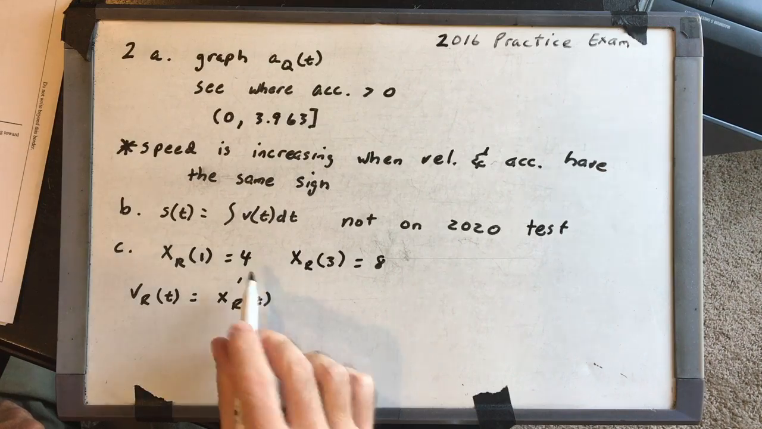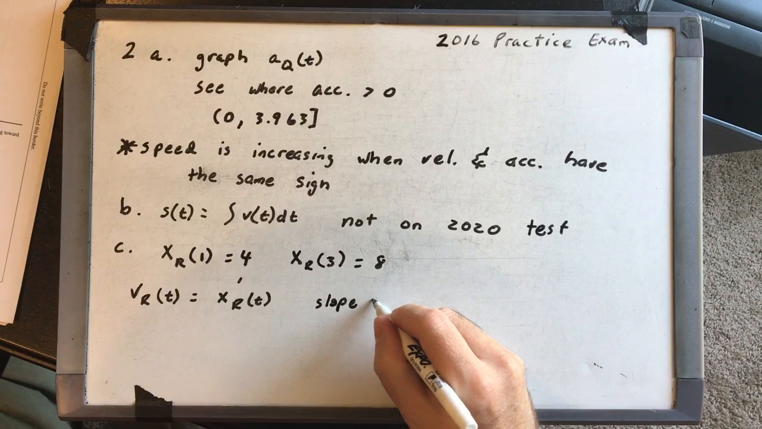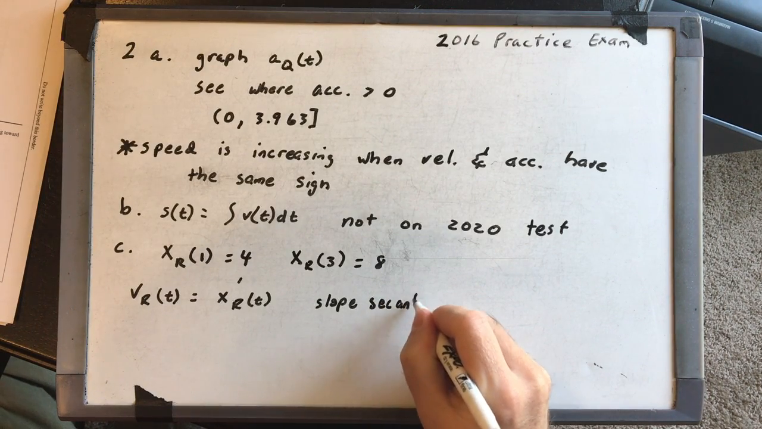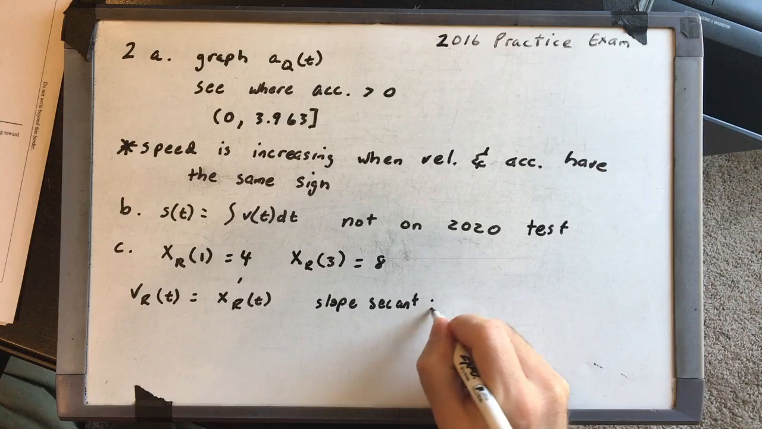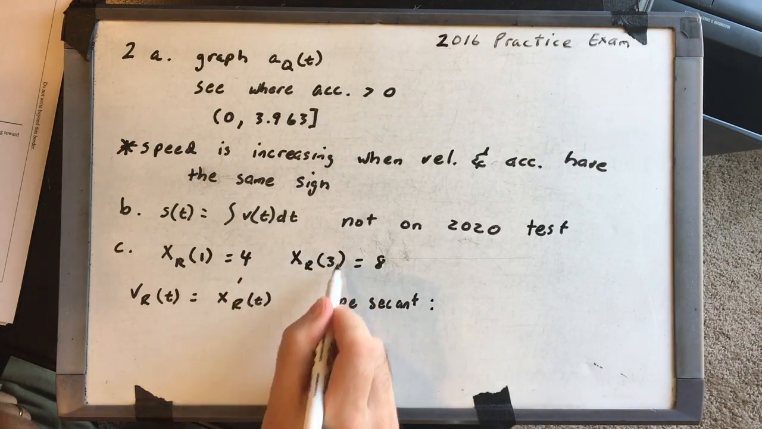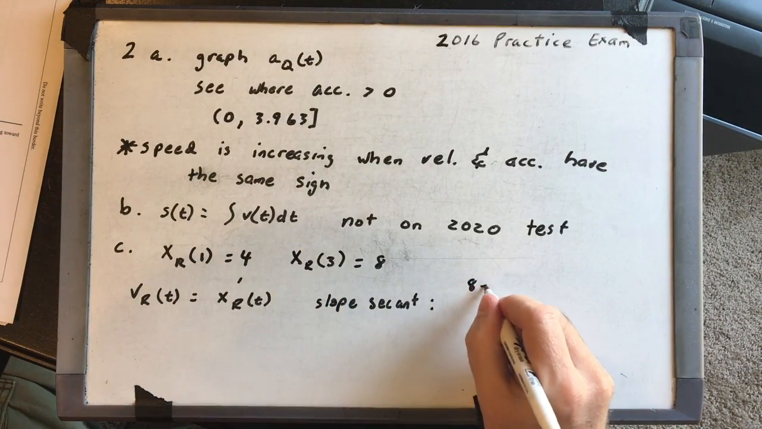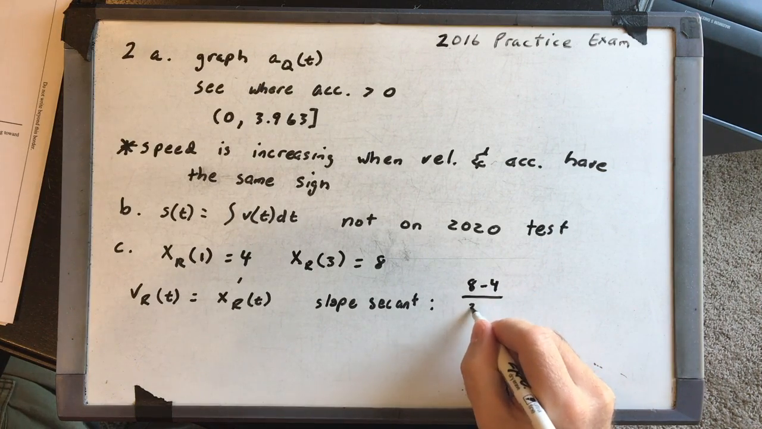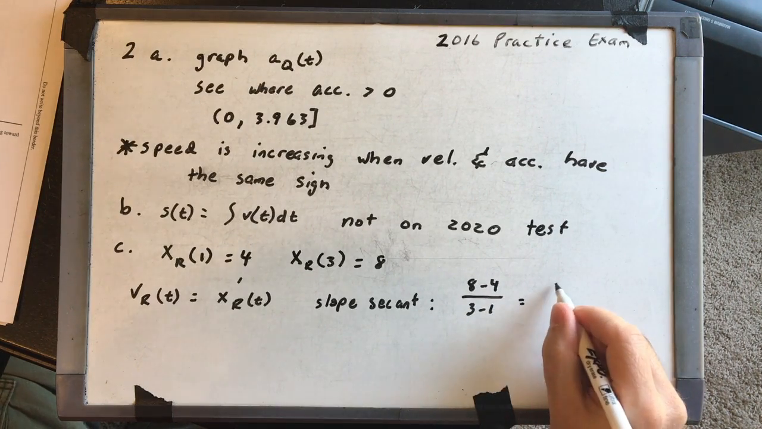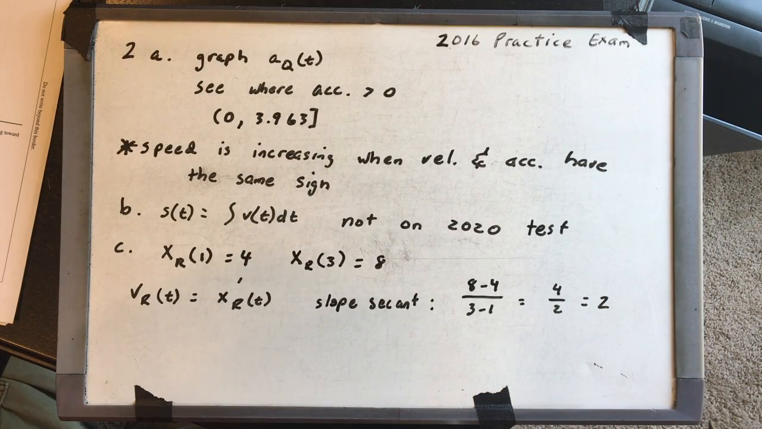Okay, so let's get the slope of the secant line for x. Well, it's going to be y2 minus y1 over x2 minus x1. So 8 minus 4 over 3 minus 1. So that's going to be 4 over 2, which is 2. All right, and it doesn't give a unit on that.